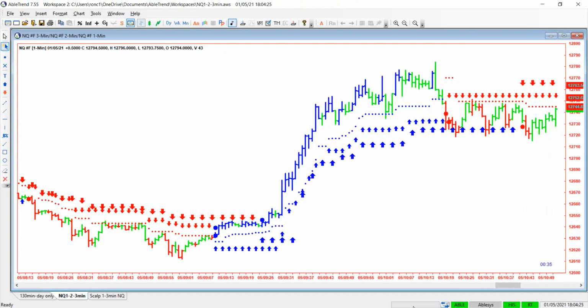But we like the 1-minute, 2-minute, 3-minute, and right at the open over here, it was a beautiful buy signal. The problem, it was really hard to get in. It just shot up like a rocket right at the 9:30 Eastern time open. I'm Eastern time.